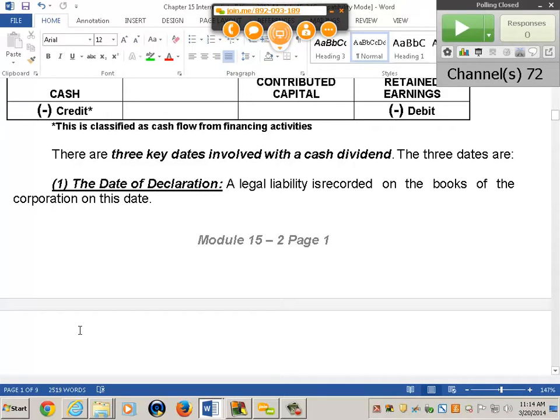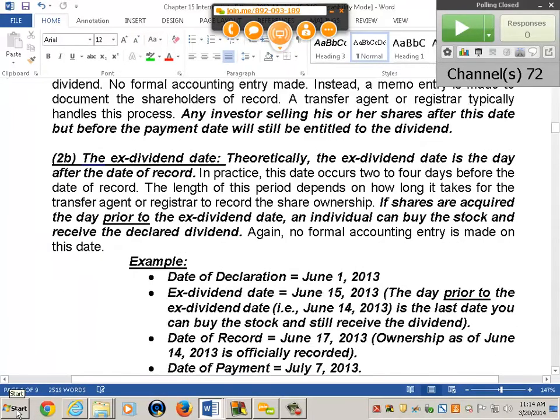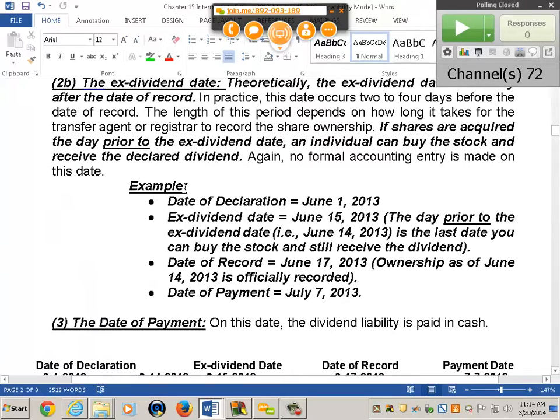Date of record and ex-dividend date get quite confusing. I have another example which I could post on Blackboard from Home Depot. Essentially, the record date is really just an announcement date. The real primary or the most important date is the ex-dividend date. So let's take a look at my illustration. It says that on June 1st, we declare the dividend. That's where the legal liability is created. We have an ex-dividend date.